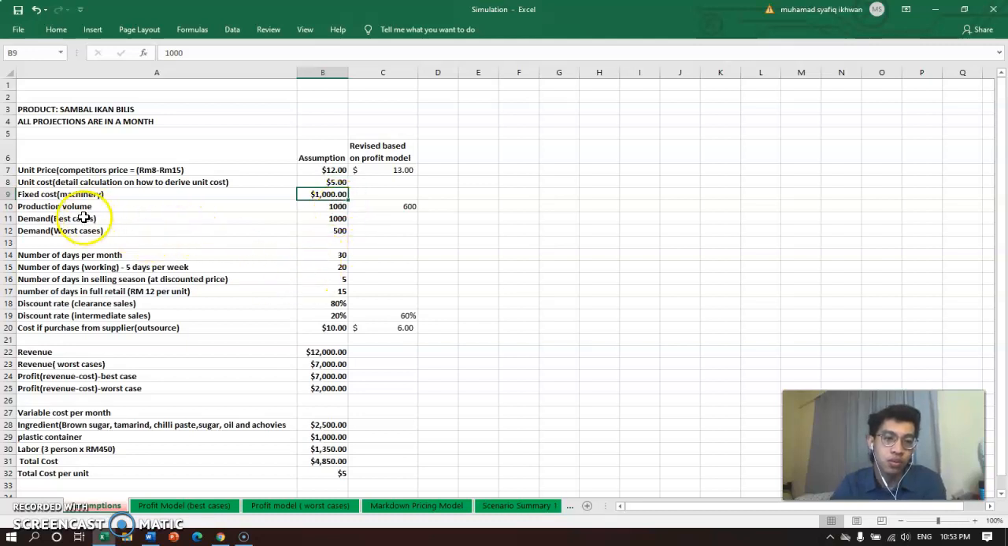Then we go to the demand. For my best case, of course, it is 1,000 units. For my worst case, at least I will sell 500 units per month. Next we go to the number of days per month. We have 30 days per month. I'm assuming that I will be working around 5 days per week, so in a month we have 30 days of working.